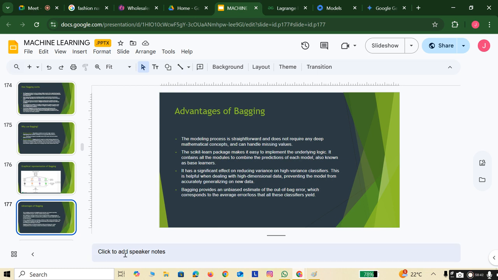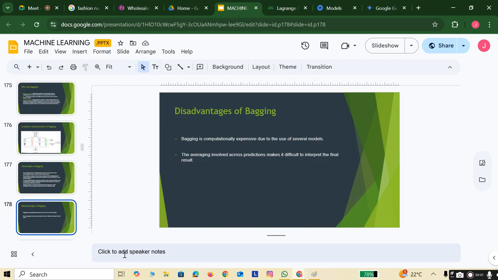The scikit-learn package makes it easy to implement the underlying logic. It contains all the modules to combine the prediction of each model, known as base learners. So it has a significant effect on reducing variance on high variance classifiers. We've explained that. It also produces an unbiased estimate because the averaging has been taken care of. Everything that has an advantage.